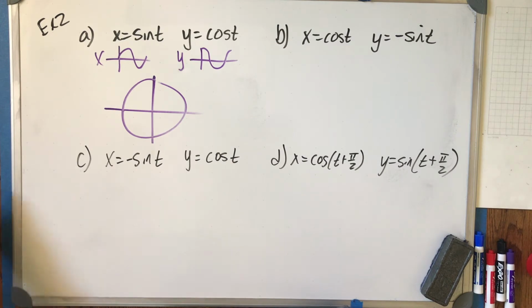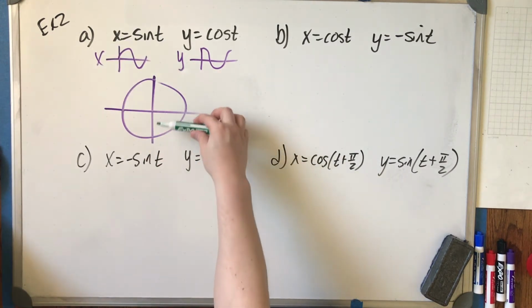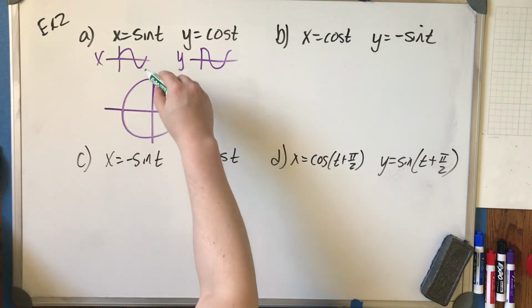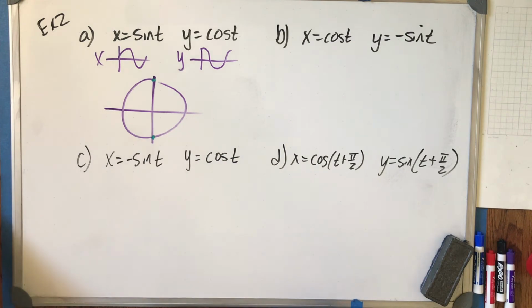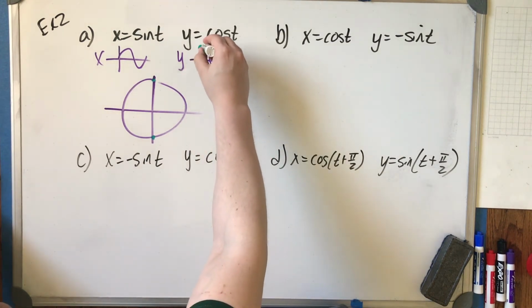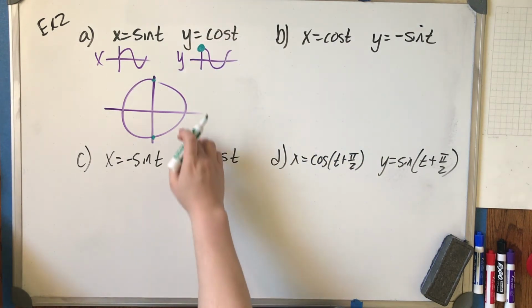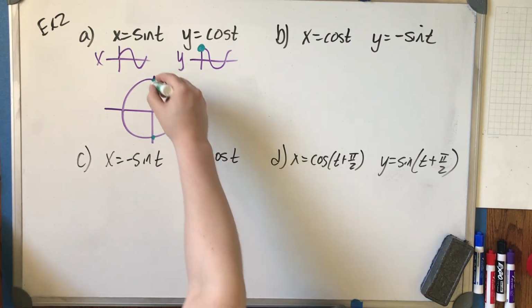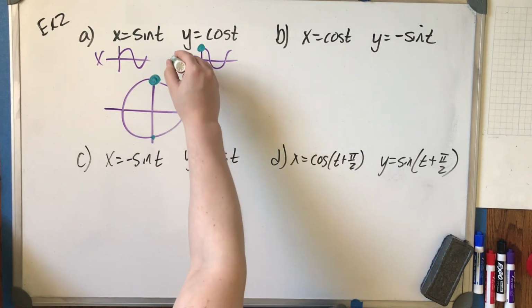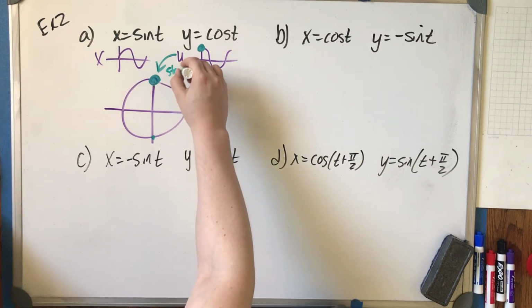Let's think about this. We know that the x value starts at 0. So if we're looking at these things, x starts at 0, so it's either going to be here on the circle or here on the circle. That doesn't help us because we need to narrow it down a little bit more. So let's look at the y value. The y value, which is cosine, starts at a maximum. Of these 2 points that we've already narrowed it down to, only one of them is at a maximum, which is this one. So because y is cosine, we know that we're starting here.